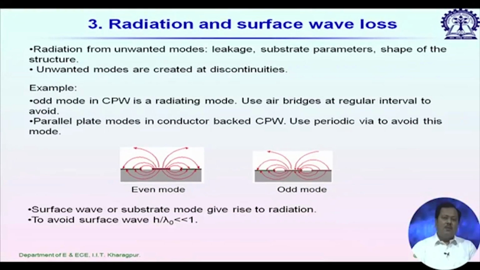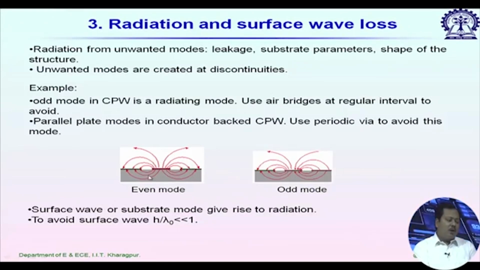Next, we will see that a substrate, a dielectric slab simply, can support wave propagation. The problem with this type of wave propagation is that it is not confined to any one particular channel; it will spread throughout the substrate, and we call these the substrate modes or the surface wave modes. And transmission lines like CPW and microstrip line are fabricated on a dielectric slab, so they can easily excite the surface wave modes.